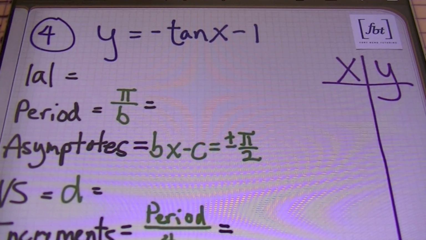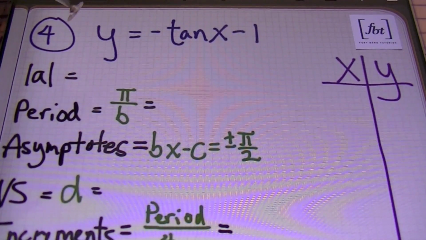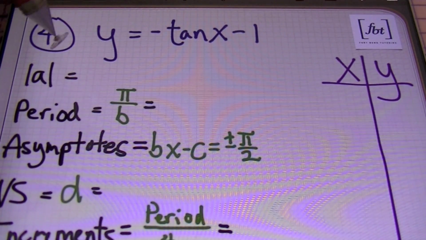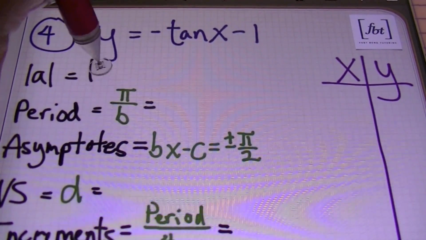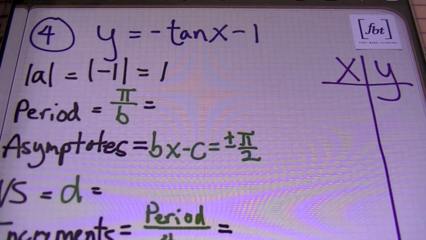This is going to be our last and final problem for this lesson today. In problem number 4 here, I have y equals negative tan x minus 1. We're going to start by finding the vertical stretch, that's the absolute value of a, by looking at the absolute value of -1. Well, the absolute value of -1 is positive 1.